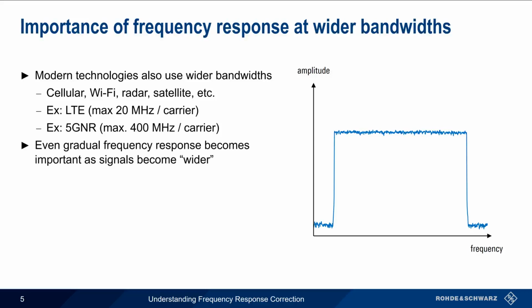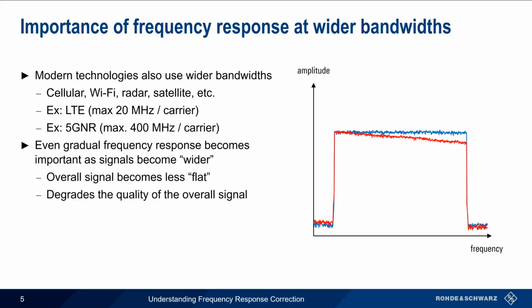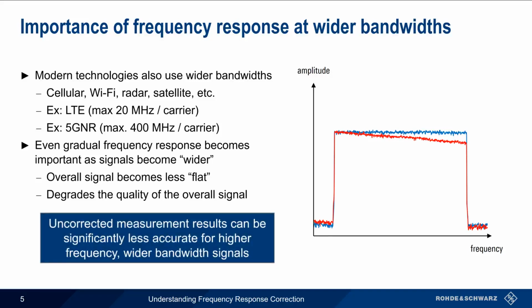These wider signals can experience significant amplitude variations or become less flat, and this in turn degrades the quality of the overall signal. What this means is the uncorrected measurement results can become significantly less accurate for the higher frequency, wider bandwidth signals that are now common in many modern RF applications.